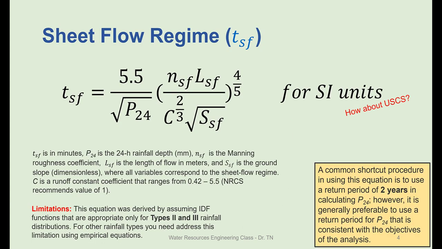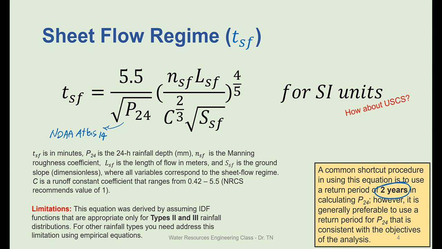Let's take a look at the equations for the sheet flow regime and how we can calculate the time for sheet flow. All right, so this equation is recommended by NRCS. It has some familiar variables in it. P24, right over here, you can find from NOAA Atlas 14. This is the 24-hour rainfall, and the return period that should be used for this is a 2-year return period. However, in many practical applications, it is recommended to use the return period that matches your design criteria.